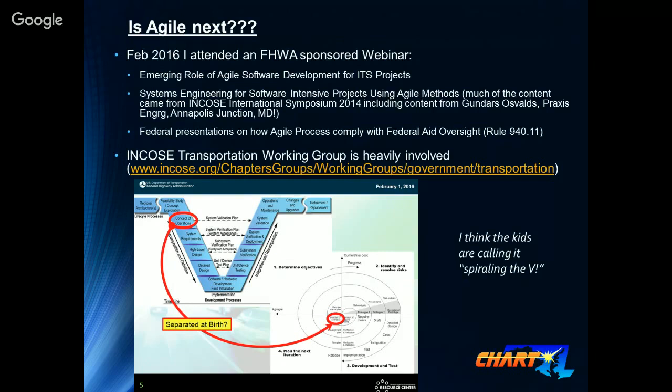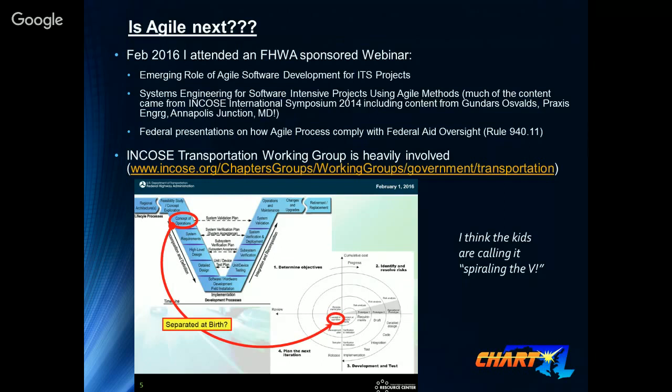And in February, I attended a federal highway-sponsored webinar, and they talked about the emerging roles of Agile software development, and something from some guy named Gundars Oswald was actually presented at that presentation. And the federal government came in saying, here's how we are going to make sure you continue to get federal money if you move away from these strictly prescribed waterfall methodologies.